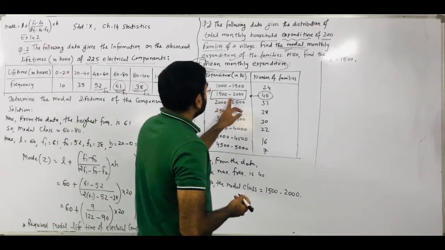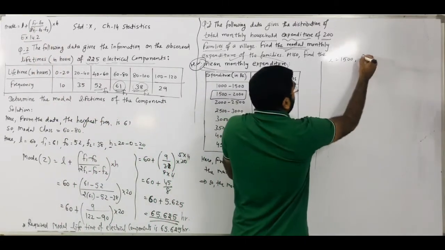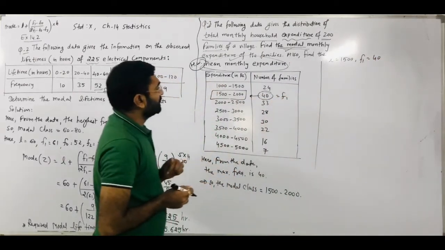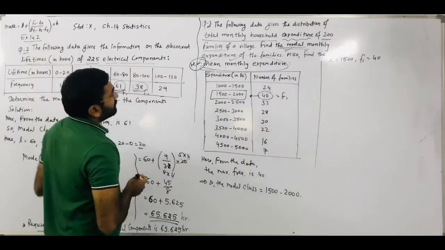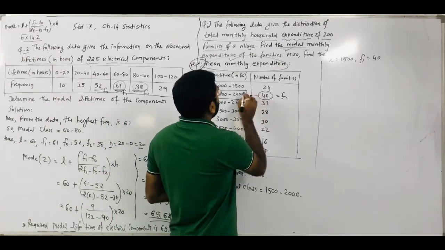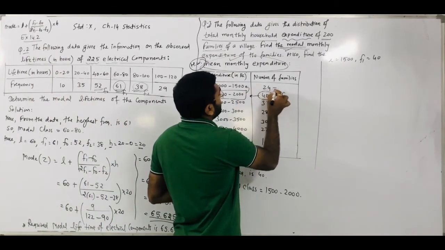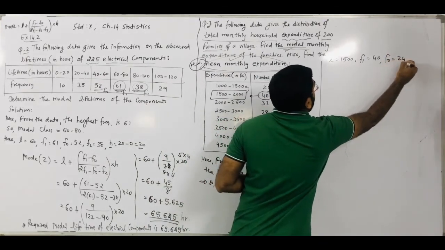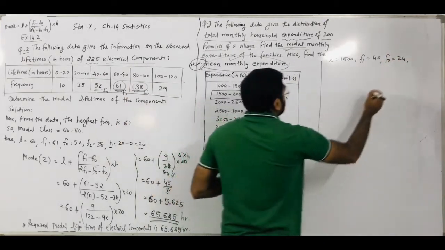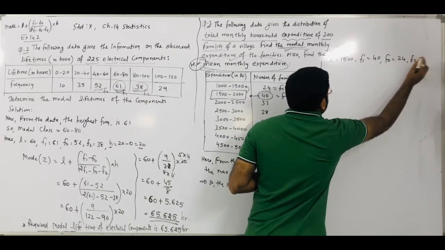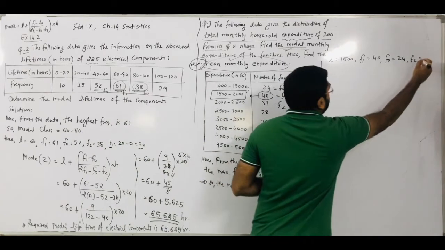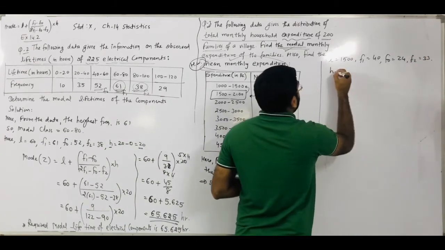Okay. Next value we require is F1. F1 value is the modal class frequency. Modal class frequency is 40, right? So F1 value is 40. F0 value we require. F0 value is the frequency of the class preceding the modal class. So F0 value is 24. And F2 value we require. F2 value is the frequency of the class succeeding the modal class. So F2 value is 33.